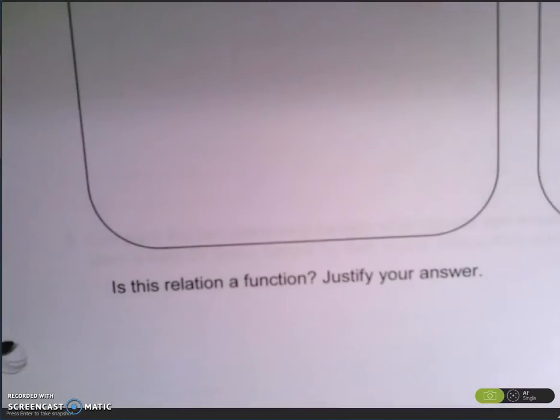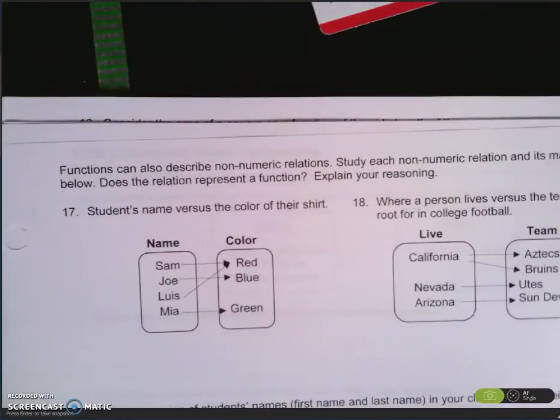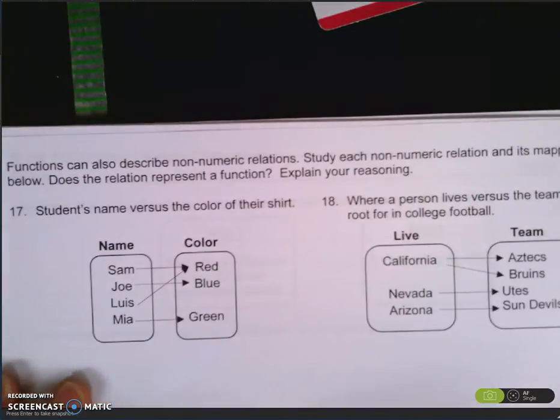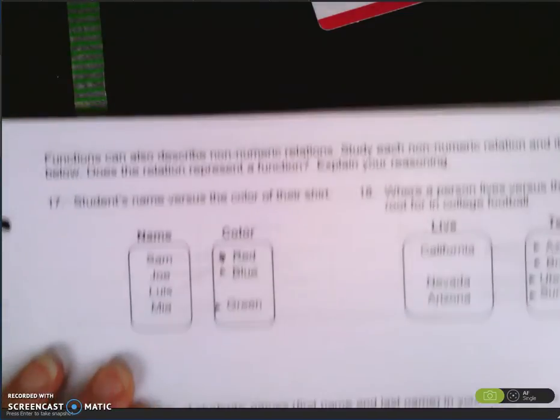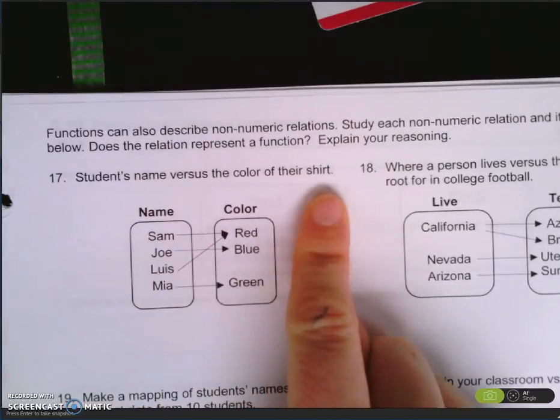Turning the page brings us to the last page in this lesson, numbers 17 and 18. So let's take a look at what this says. Functions can also describe non-numeric relations. Study each non-numeric relation and its mapping below. Does the relation represent a function? Explain your reasoning. 17 says a student's name versus the color of their shirt.